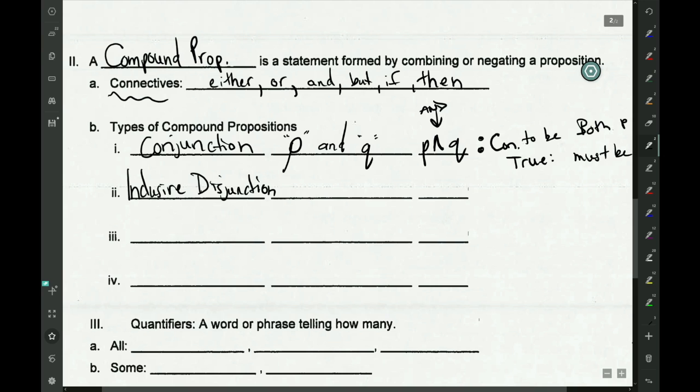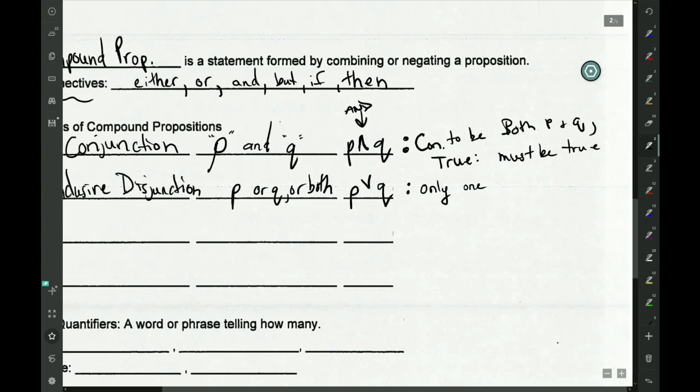Okay, this is when you have P or Q or both. It's inclusive, and we use the symbol P ∨ Q. That means or both. So only one statement needs to be true.